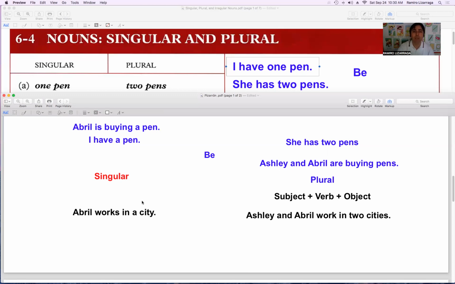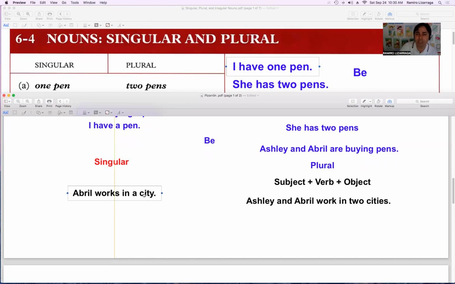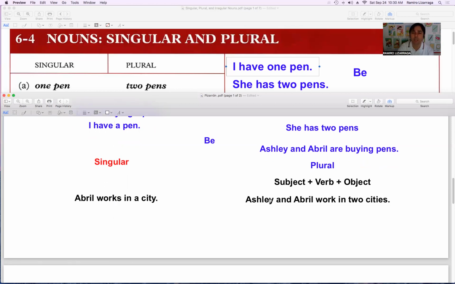Puedo hacer esta oración, fíjense cómo la hice plural. Aquí está el resultado. Obviamente el sujeto puede ser singular. Puedo quitar a Ashley, no tiene que ser dos personas. Yo simplemente puedo decir, Abril works in 2 cities. Y ya la hice plural. Sigue siendo plural, aunque el sujeto y el verbo son singulares, pero el objeto ya es plural, ¿sí?